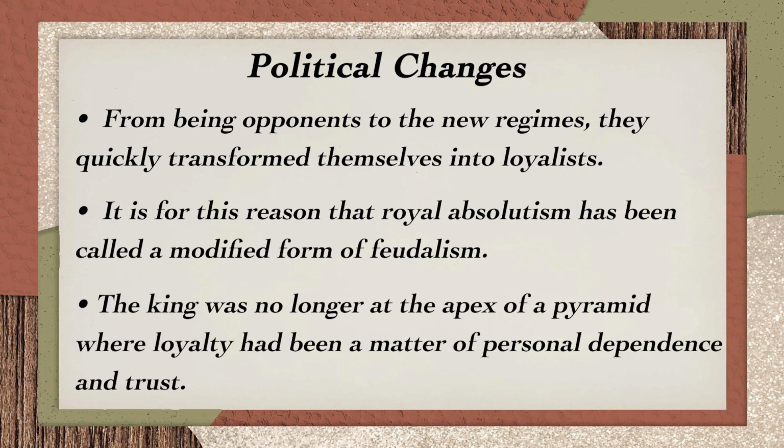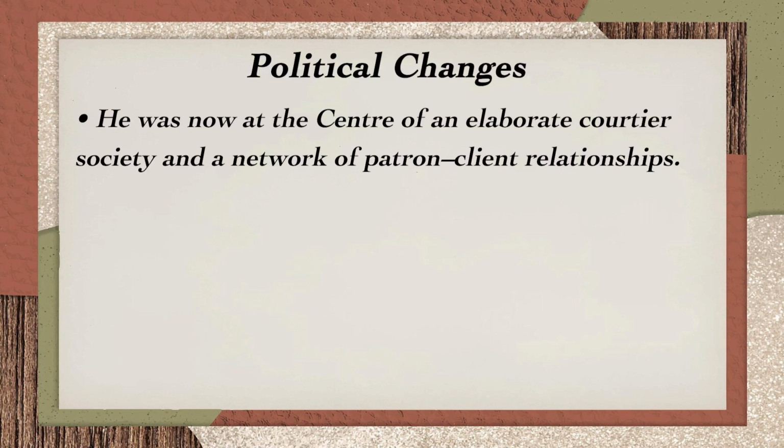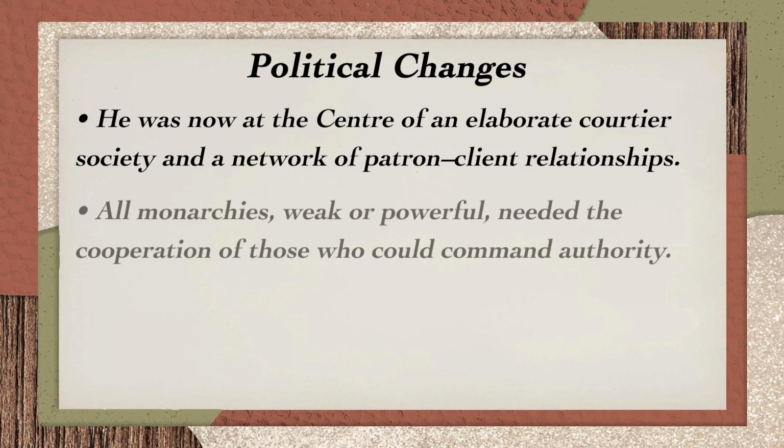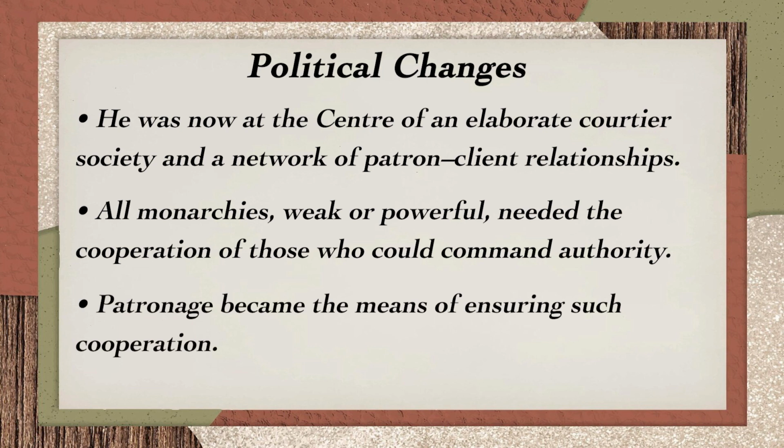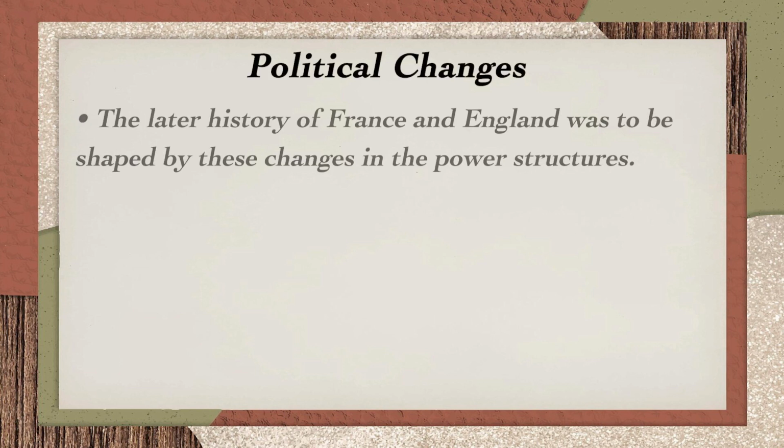The king was no longer at the apex of a pyramid where loyalty had been a matter of personal dependence and trust. He was now at the center of an elaborate courtier society and a network of patron-client relationships. All monarchies, weak or powerful, needed the cooperation of those who could command authority. Patronage became the means of ensuring such cooperation. The later history of France and England was to be shaped by these changes in the power structures.